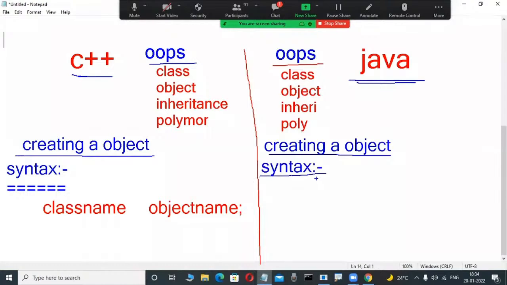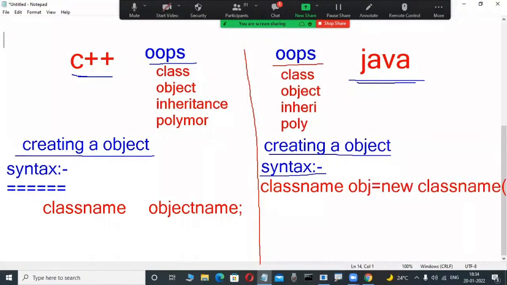Now tell me. Yes, very good, some fellows are telling correctly: class name, space, object name is equal to new class constructor. Is some other syntax there or not? Yes, observe here. Are these two languages syntactically different or the same?